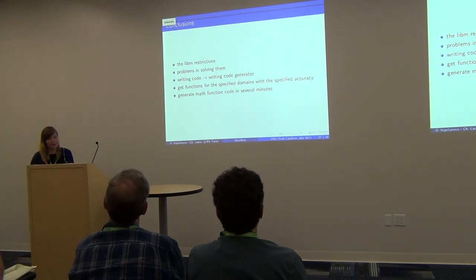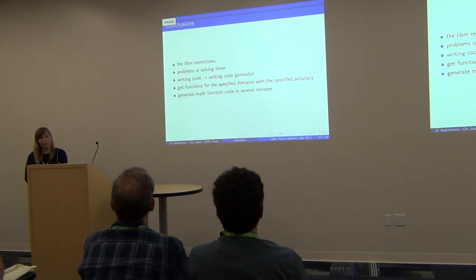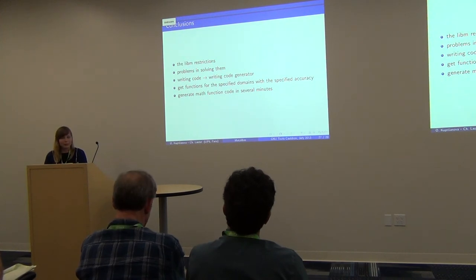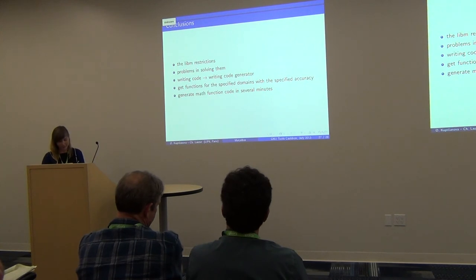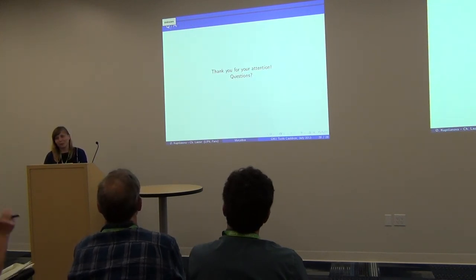We have seen some libm restrictions. We talked about problems and solving them. We went from the concept of writing code to writing a code generator. I showed you that it's possible to get function implementations for the specified domains with specified accuracy, and it's possible to do it in several minutes or seconds. Thank you for your attention.